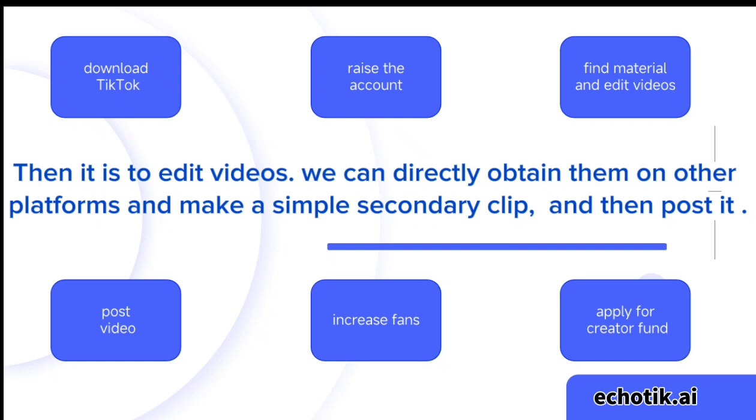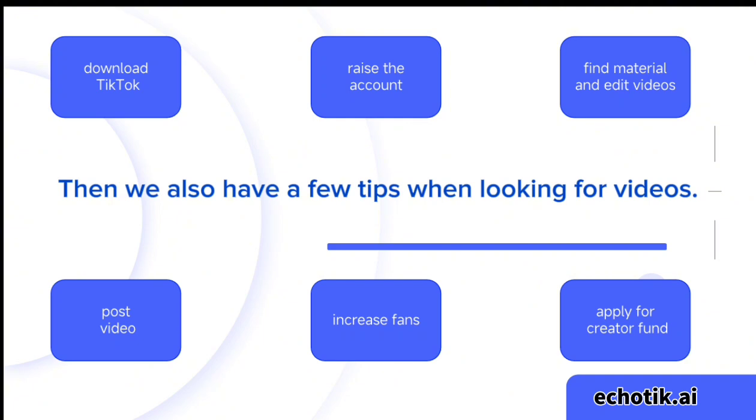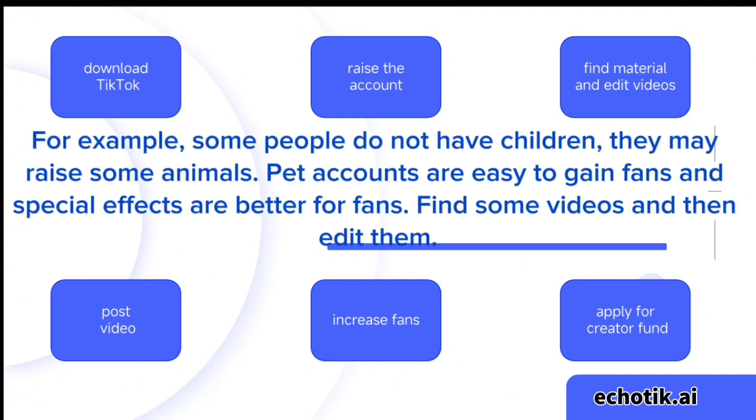We can directly obtain them on other platforms, make a simple secondary clip, and then post it. Then we also have a few tips when looking for videos. For example, some people do not have children, they may raise some animals. Pet accounts easily gain fans, and special effects are better for fans. Find some videos and then edit them.